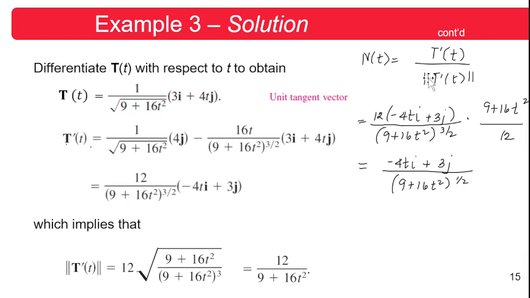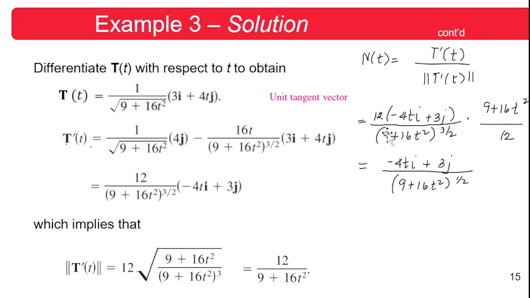So to find the unit normal vector, now we divide the first derivative of the unit tangent vector by its length. Recall that T prime of t is 12 times negative 4ti plus 3j divided by 9 plus 16t squared raised to 3 halves, divided by the length of T prime of t, which is 12 over 9 plus 16t squared. So we change division to multiplication, but we get the reciprocal of the length of T prime of t, which is 9 plus 16t squared all over 12.